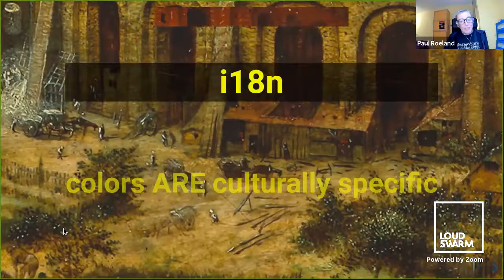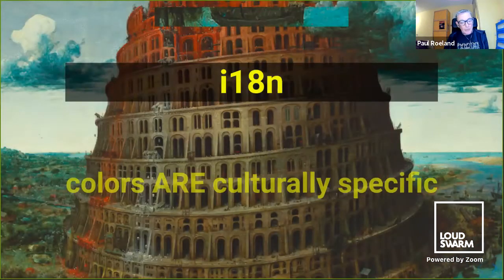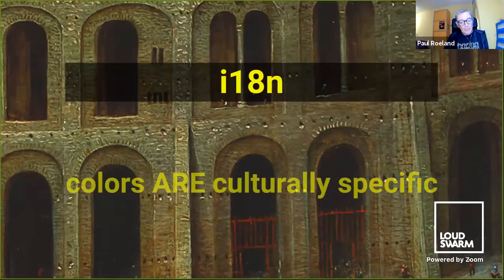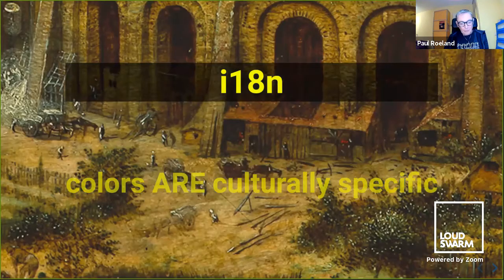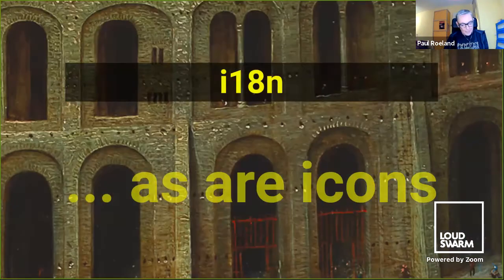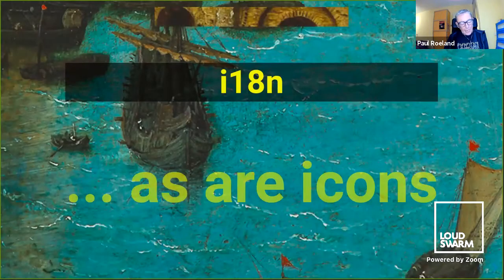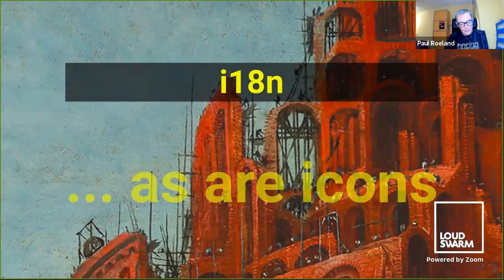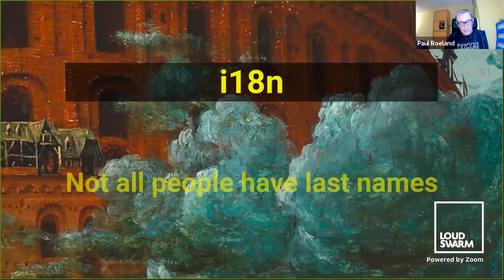Fact of life. Colors. Colors are culturally specific. So you make green buttons for good, red buttons for bad, and nope, that doesn't work worldwide. Icons, exactly the same. We devise nice icons, and they make absolutely no sense in a different cultural context. So you have to really be careful about how you do that there.